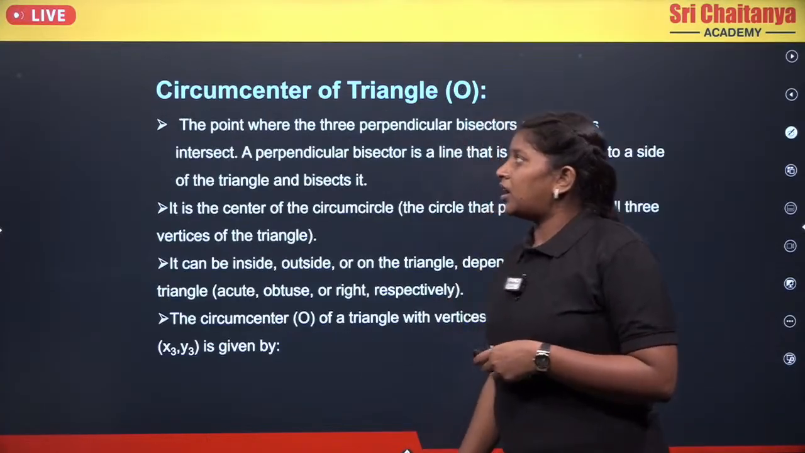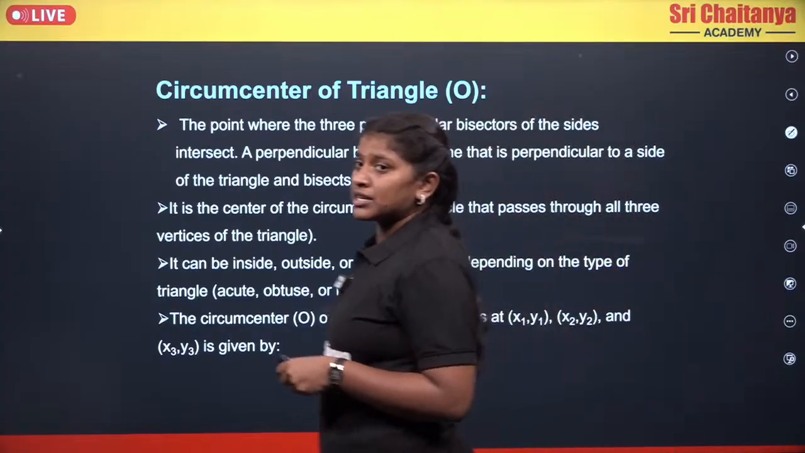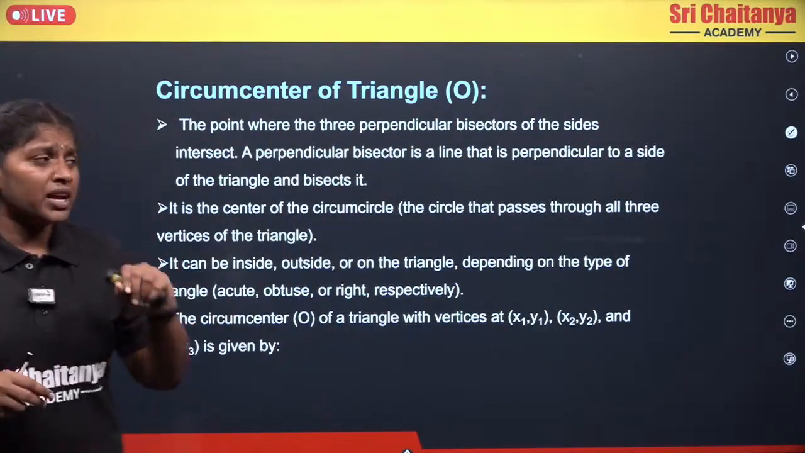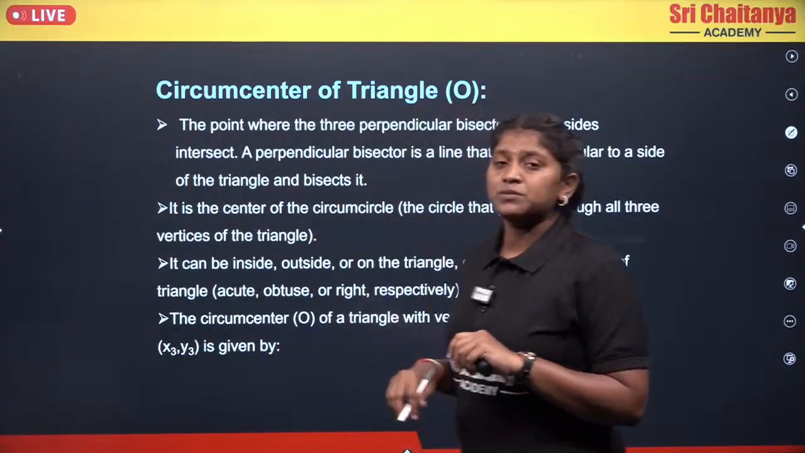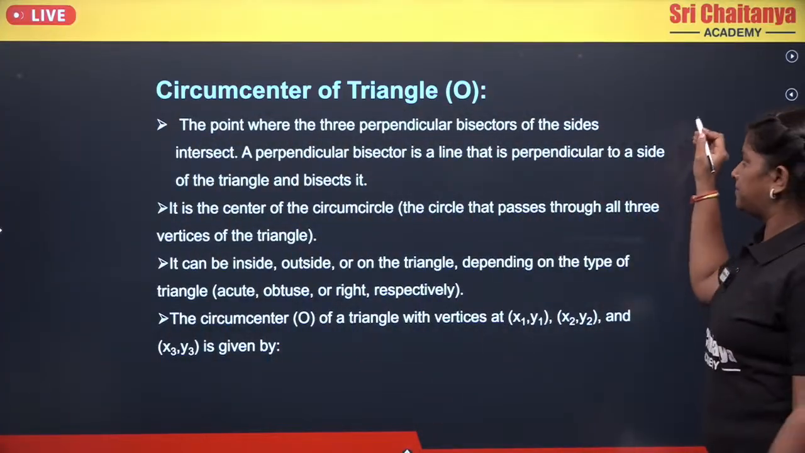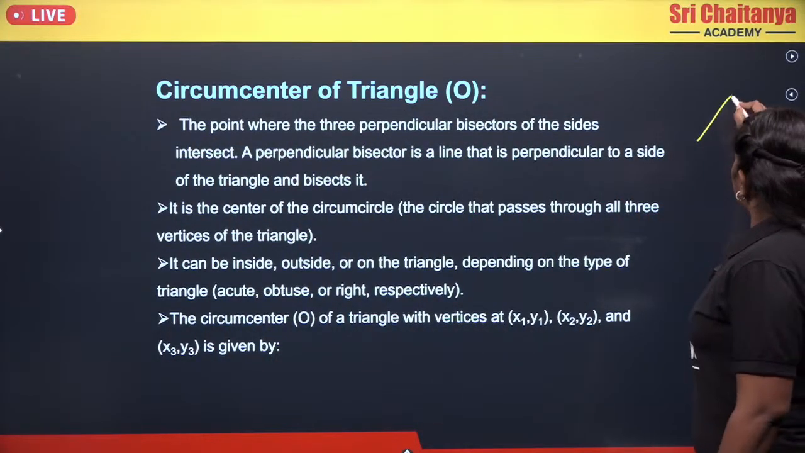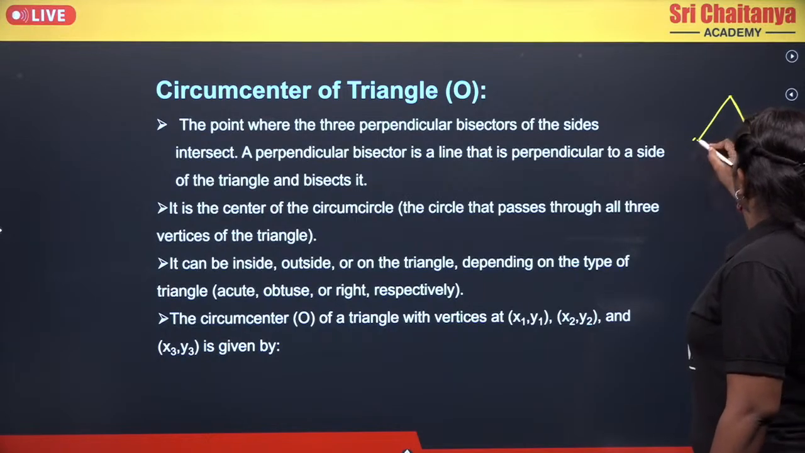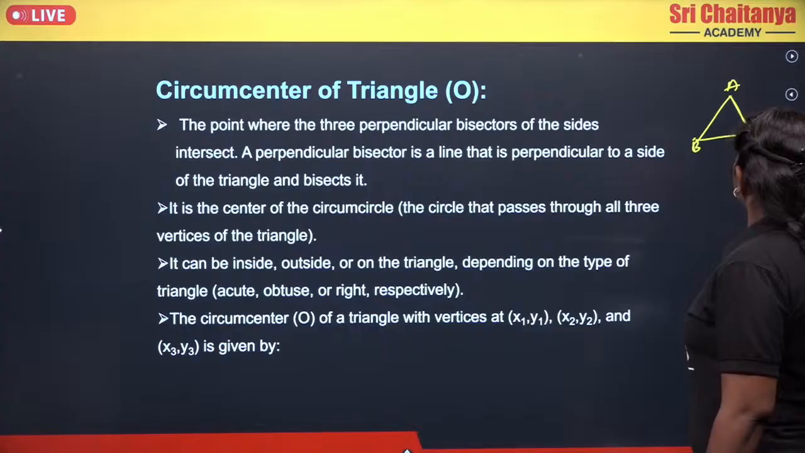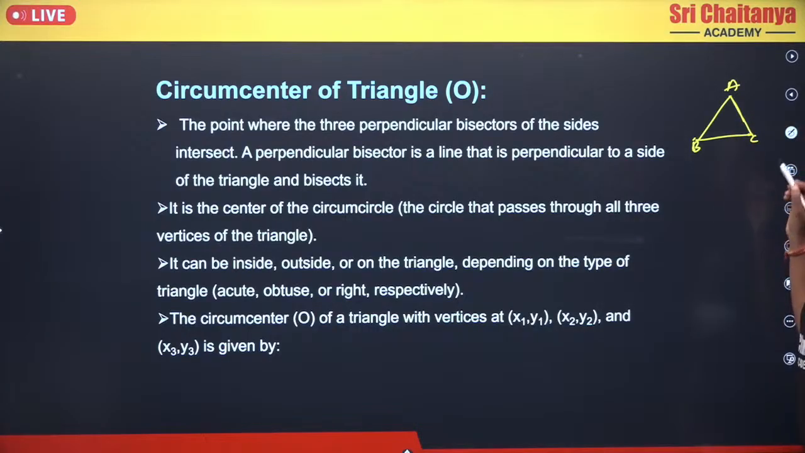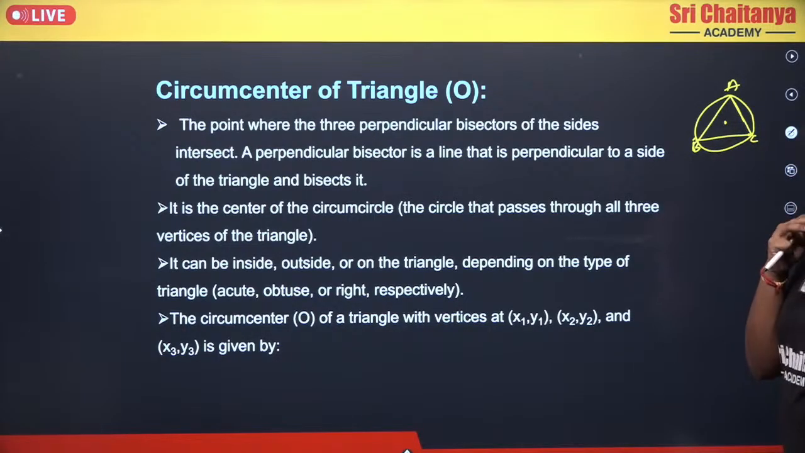Okay, now moving to the next, which is your circumcenter. Circumcenter means, I think you know about the circumcircle, right? Which is passing through the 3 points. Yes, so this is your triangle, A, B and C. Clear? Now here we have a circle which is passing through the 3 vertices. The center of this circle will become your circumcenter.